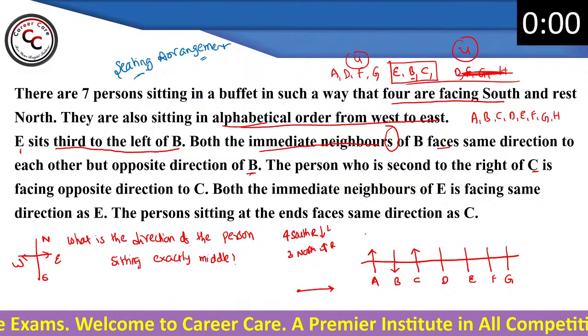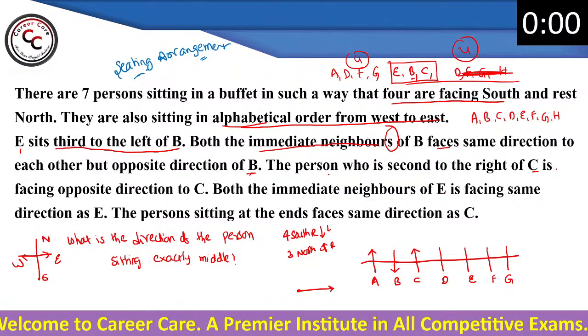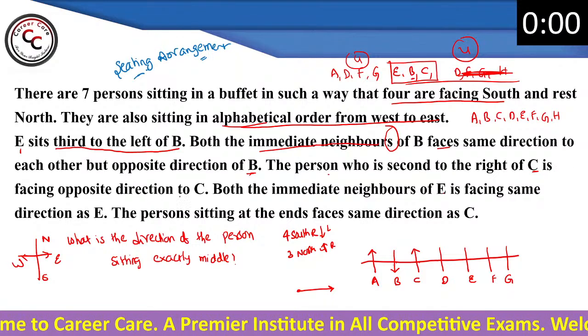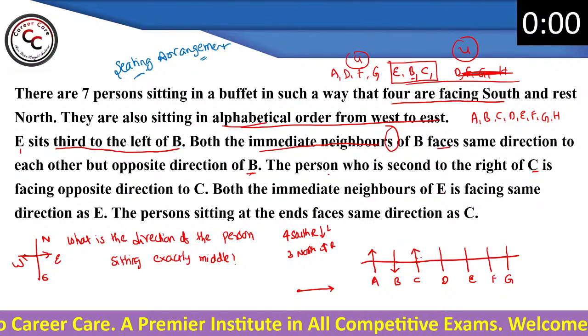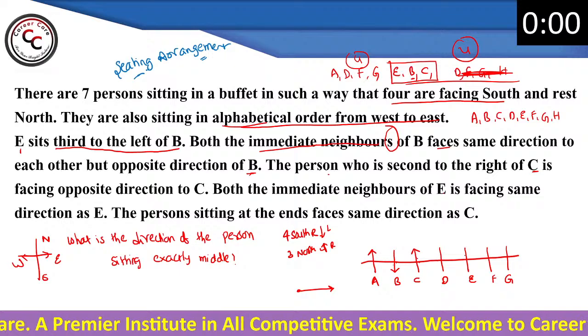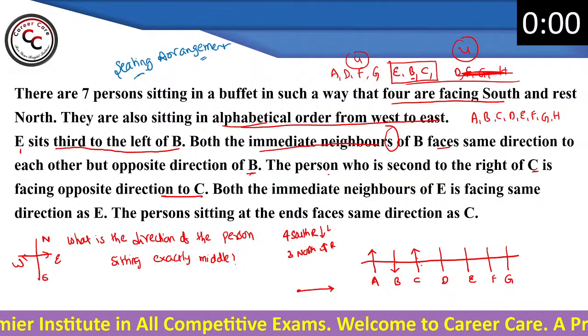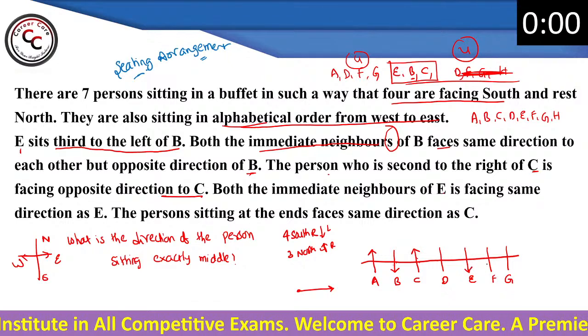Then the person who is second right of C is facing the opposite direction to C. So C is facing north, so the right side is this. C first right, second right, E is present. So this person is facing the opposite direction to C. C is facing north, which implies E will be facing south. Simple.